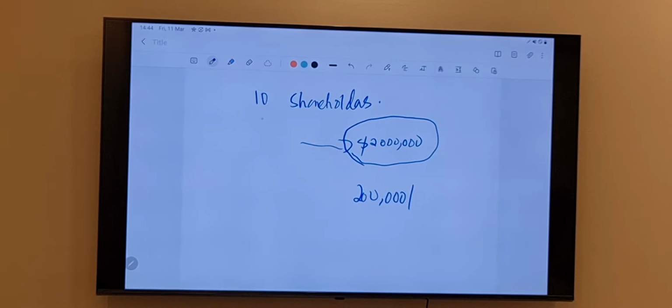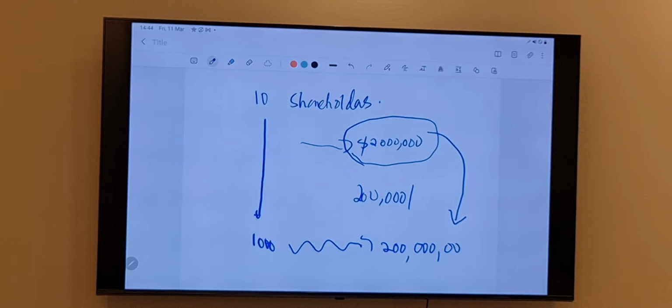But if you expand this to 1,000 shareholders, then we have quite a possibility that we could maximize our capital to maybe $200 million. This 2 million can become 200 million. I'm just giving an example only. So we then have a greater access to a better, different type of options for us to perform our business.